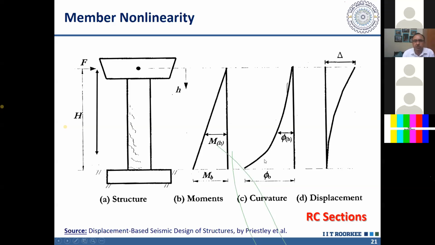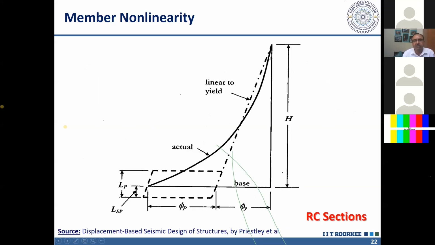So our actual distribution of the curvature is like this. Up till this point, no yielding has occurred. At this length here, the first yielding will occur, and slowly the yielding will increase, and the nonlinearity of the curvature will go on increasing. What we do for simplifying our calculations, we represent this actual variation of curvature by a simplified variation where there is one linear variation up to phi y, and beyond that up to phi u. So this portion which is outside this triangle, that we represent by a rectangle.